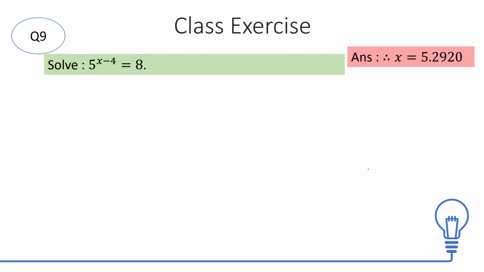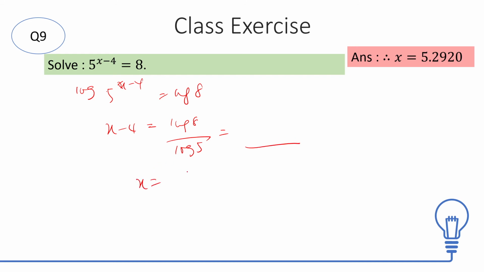Okay, so now we look at the class exercise. So this one, although it looks like the index, since it comes with a different base, we know that the only way is I take log 5 to the x minus 4 equals to log 8. So x minus 4 is equals to log 8 divided by log 5. You can straight away press the calculator. x equals to 4 plus that, and then this is your answer.